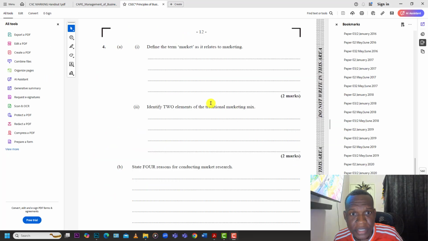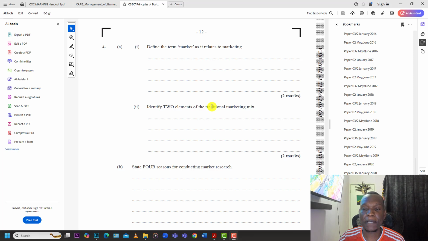Look at this question right here. Define the term market as it relates to marketing. So a market is a group of buyers and sellers. Okay? 1 mark. Group of buyers and sellers, 1 mark. Of what? A group of buyers and sellers of a particular product. You have to complete it, right? You have to complete the definition, right?